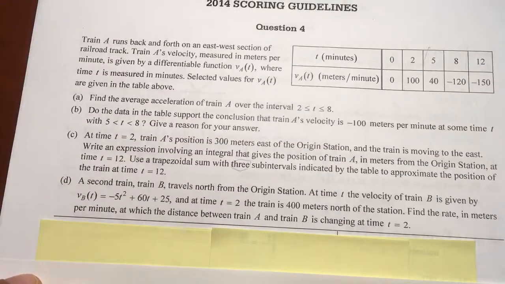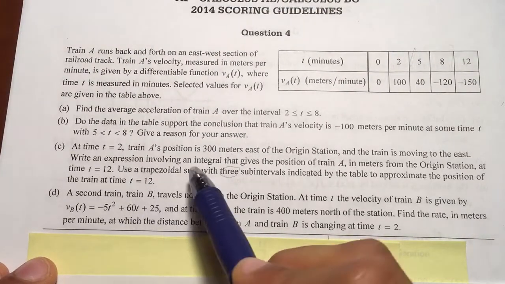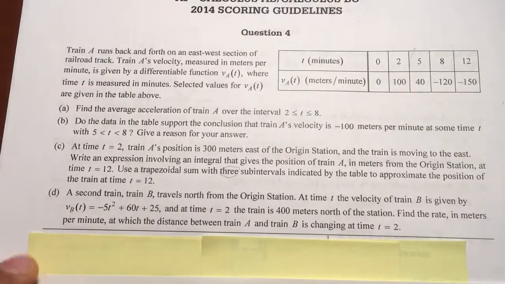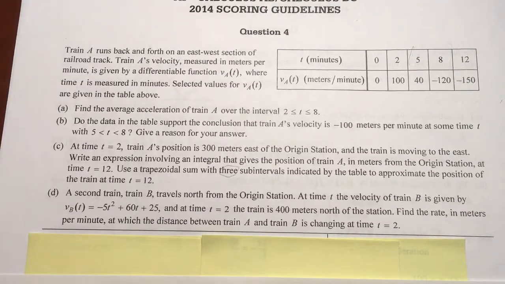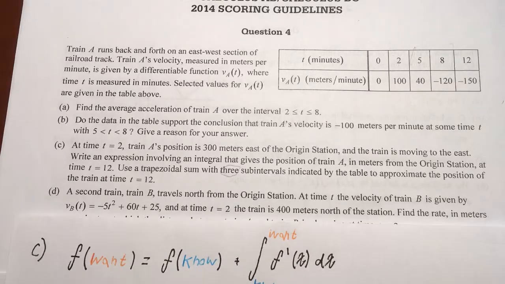Now, C is where things start to get hard. They want us to find the position of A at a new time t. And this comes down ultimately to the fundamental theorem of calculus, or fundamental theorem of calculus part 2, that is. And I'm just going to show you what it looks like here.